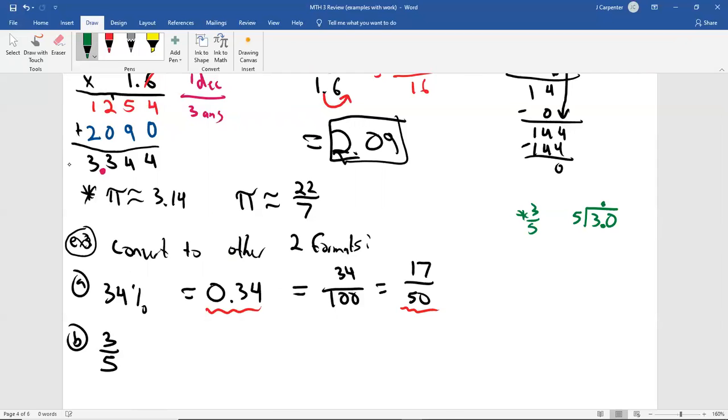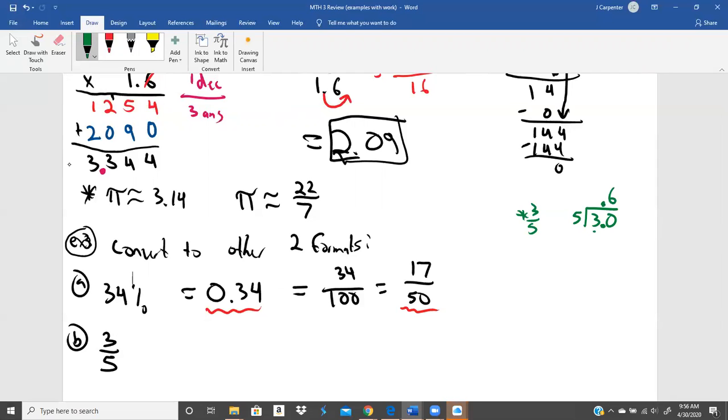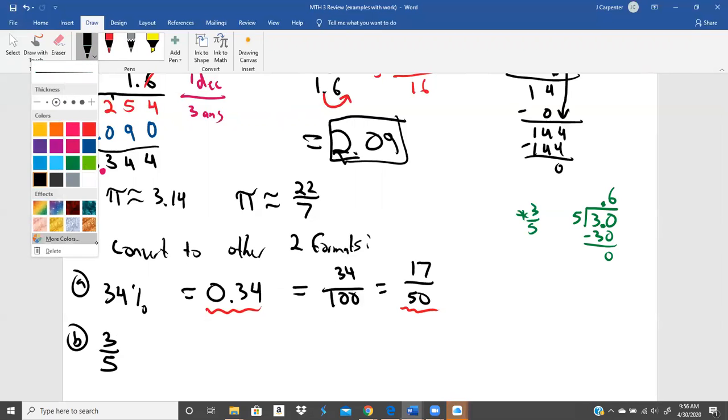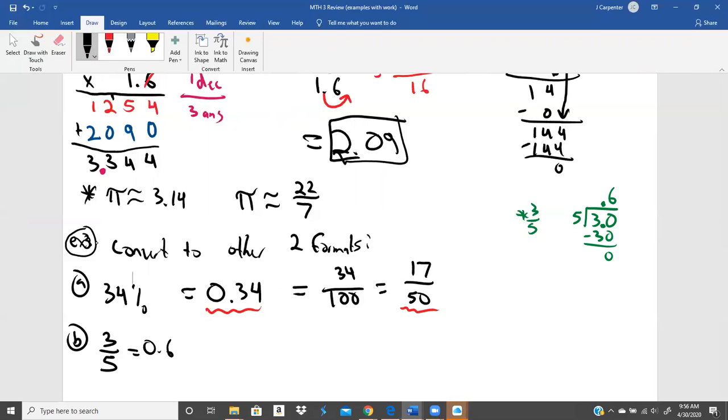So there's a 0. 5 will go into 3 6 times. 6 times 5 is 30. And you get a perfect remainder of 0 already. So 3/5 is 0.6. Then if you move its decimal twice to the right, you would get 60%. There was no reduction needed this time because we didn't have to get a fraction.